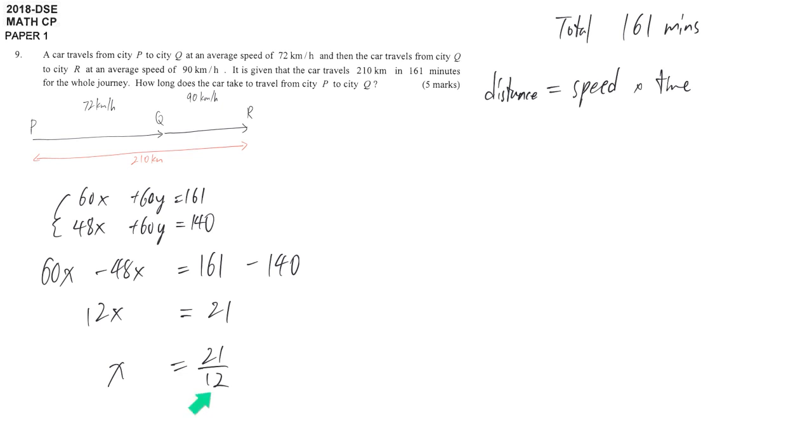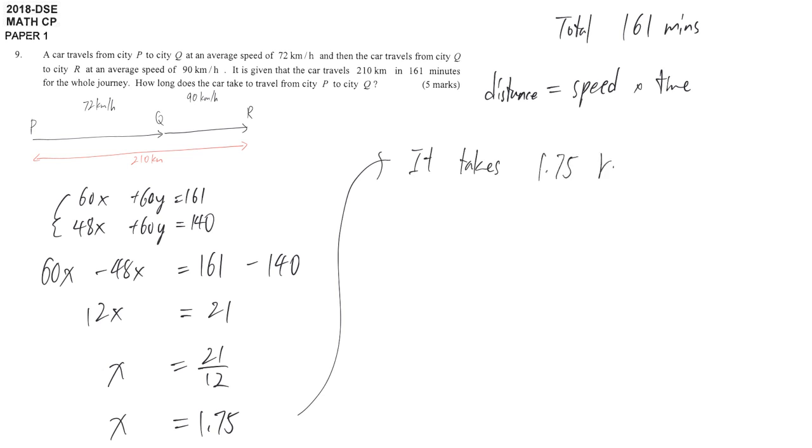If you do not feel comfortable, then you may write it in decimal form. It's 1.75. And then we read the question once again. They ask how long does the car take to travel from P to Q. P to Q, that means x here. We do not care about y, so we can answer the question. It takes 1.75 hours.